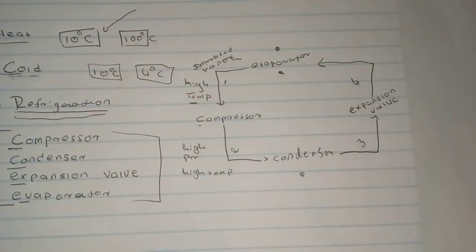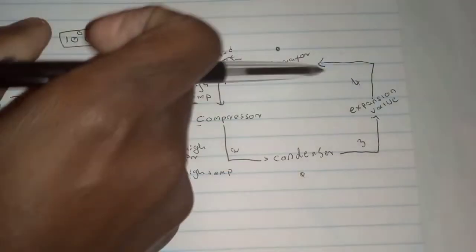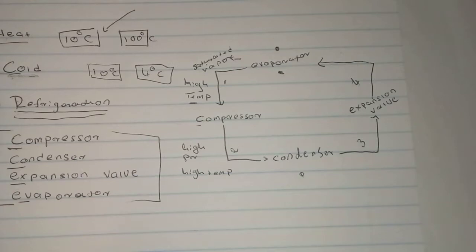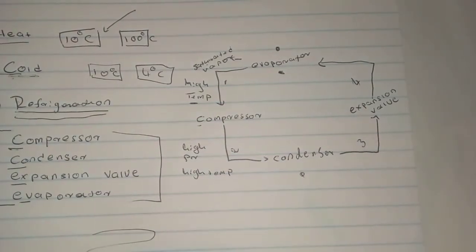Now we are having a refrigerant which is high pressure, high temperature. We pass it into the condenser. A condenser, that's where the heat energy is discharged. Remember, the heat energy is absorbed from the evaporator and discharged in the condenser. The condenser is something like this, and it is exposed to the atmosphere.